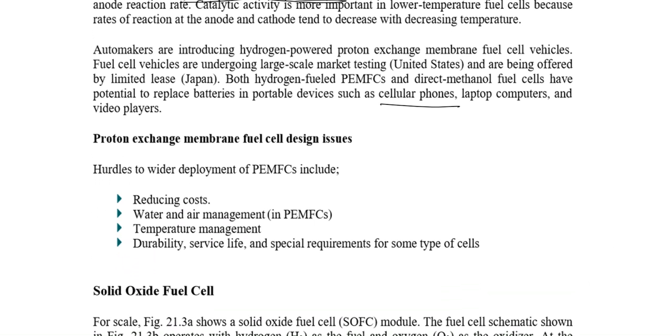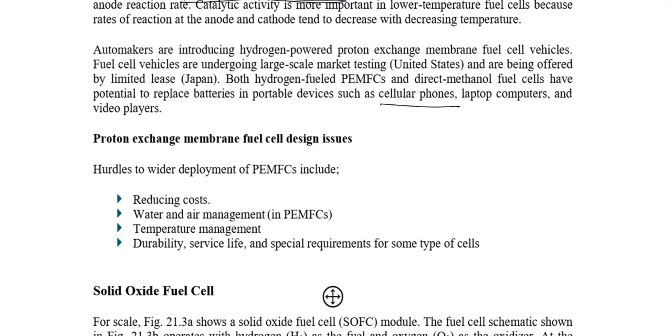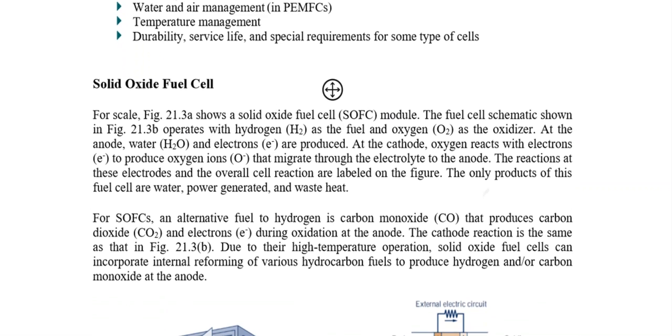Proton exchange membrane fuel cell issues: we have reducing cost. As I said, we would have a problem with this one, so reducing cost is one of the major problems. Water and air management, temperature management, durability, service life, and so many other issues. That's why there is huge research going on in this direction.